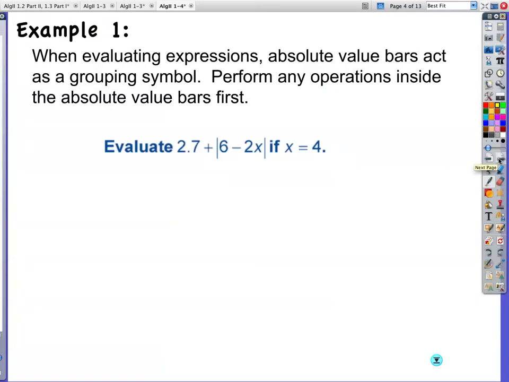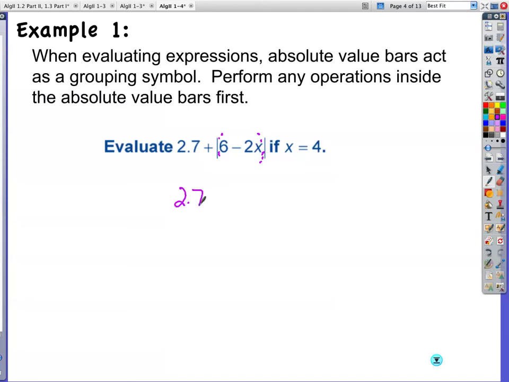Here we go, example 1. When evaluating, so we're just evaluating this one, we're not solving. Absolute value bars act as grouping symbols. Perform any operations inside the absolute values first. So it's just like order of operations. You just have to remember, kind of like with fractions, you think of the numerator and the denominator as a group, as a parentheses. You kind of have like an imaginary parenthesis going on right here. Not very well drawn, but you get the idea.